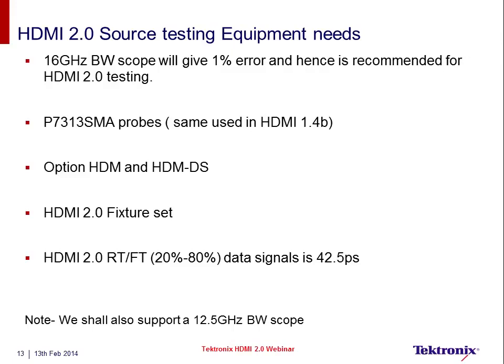The P7313 SMA probes, which are the same differential probes used in HDMI 1.4b, are good to go for HDMI 2.0. You will need new options HDM and HDMDS for HDMI 2.0 testing. These are the software application packages that are available from Tektronix. You need the HDMI 2.0 fixture set. So this is what you need for HDMI 2.0 source testing.